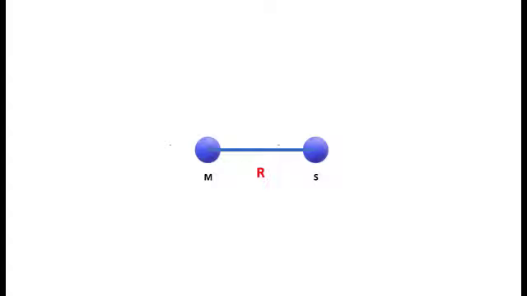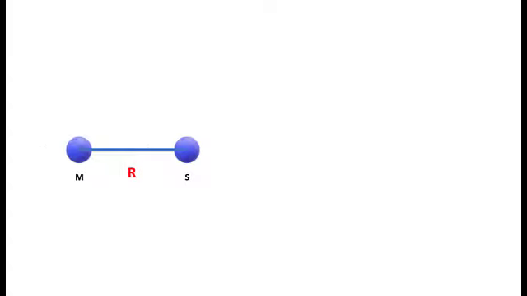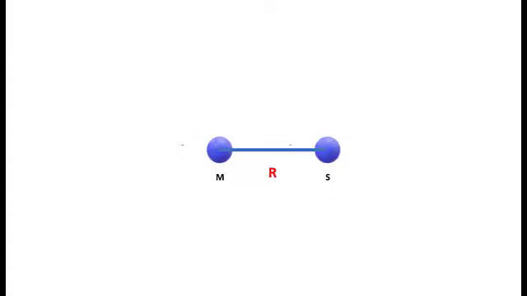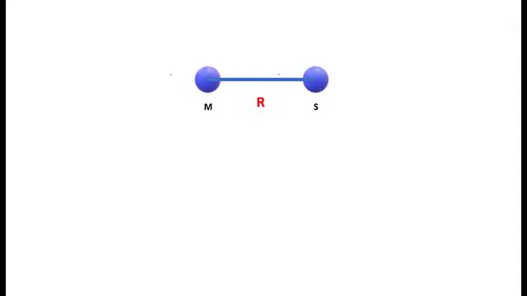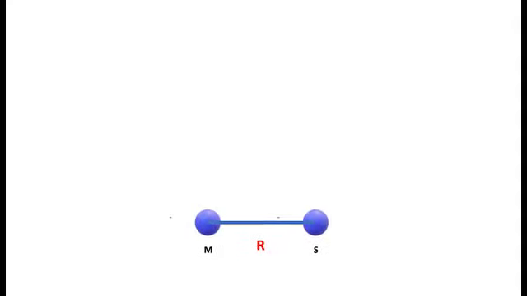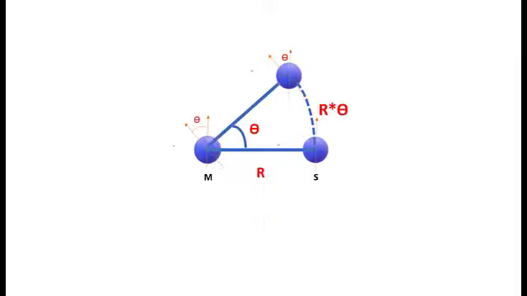So, if M moves towards the left, it would pull S along with it because of this rigid link attached. Again, if it moves towards the right, it would push S along with it. Similarly, if it moves up or down, it would pull the slave node S along with it. And if M rotates by an angle theta, the slave would traverse a circumferential distance of R multiplied by theta, where R is the distance between the master and the slave node, and would also rotate by theta with respect to the global axis system.